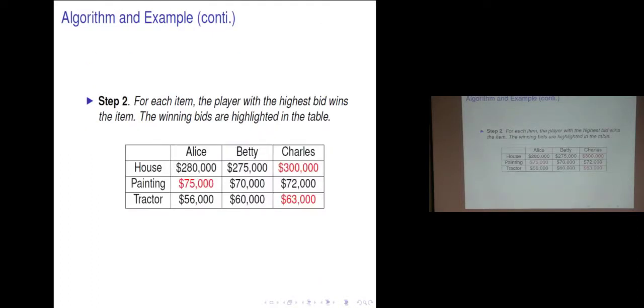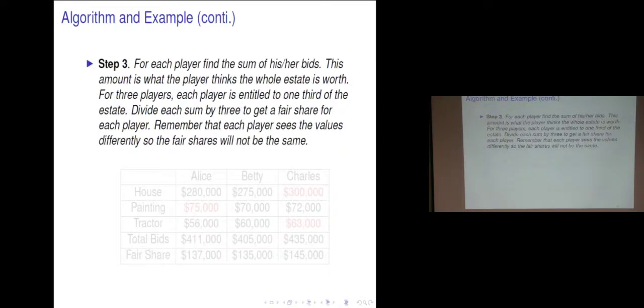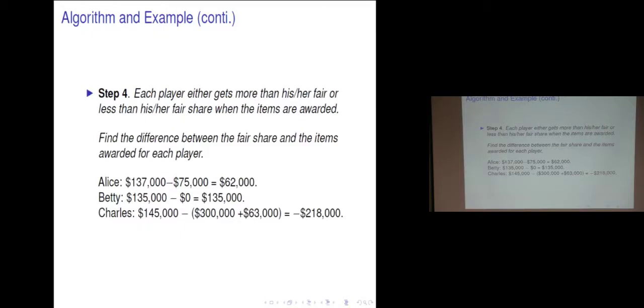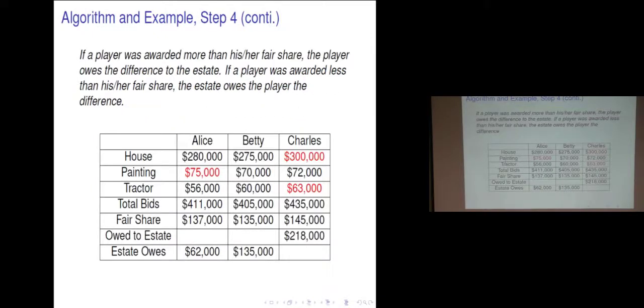Step two, based on the bids, we pass the items. So we'll generate the three red items. We decide which item goes to whom. Okay, step three, we are going to calculate the fair share in each person's mind. So we have to add these bids to get a total and divide by three, because we have three players. So we get this fair share, okay? Now step four, so we have to calculate who owes whom, right? So based on this, step four will say that the state owes each person this, and this guy owes the state that, okay?